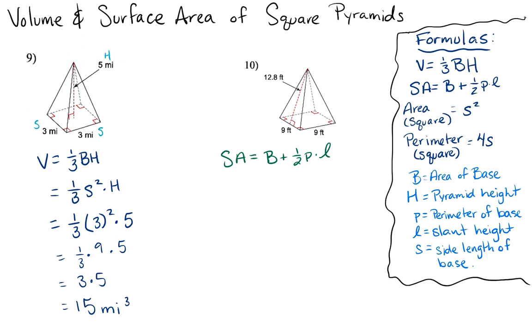For surface area, we're going to find the area of the base plus 1/2 times the perimeter of the base times the slant height of this pyramid. Replacing some of our values in the surface area formula with other area formulas, B is going to be the same as the area of a square, which is side squared, plus 1/2 times the perimeter of a square, which is 4 times the value of S, times the length of the slant height.